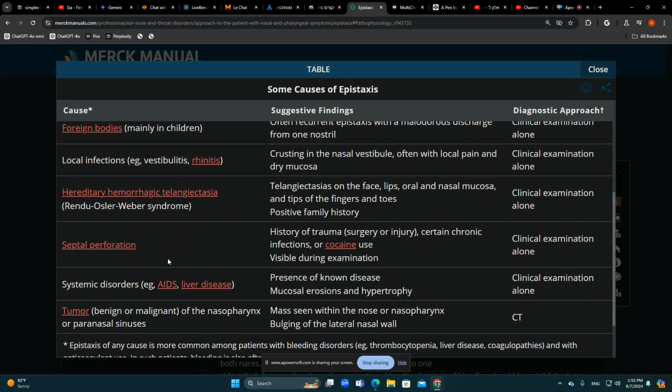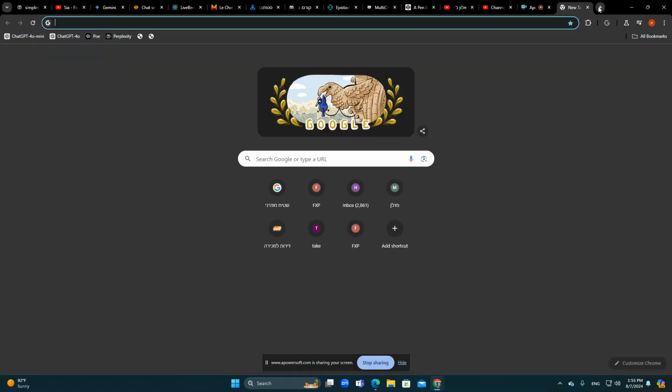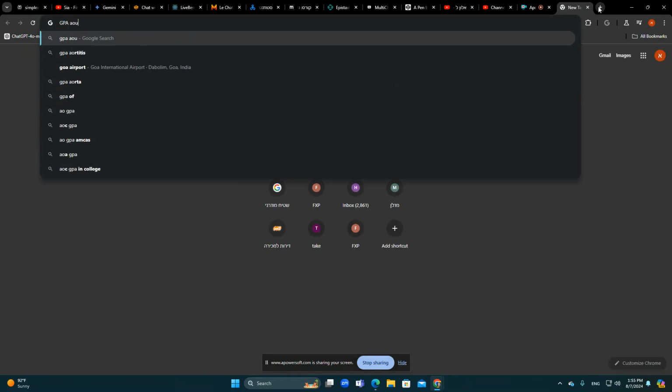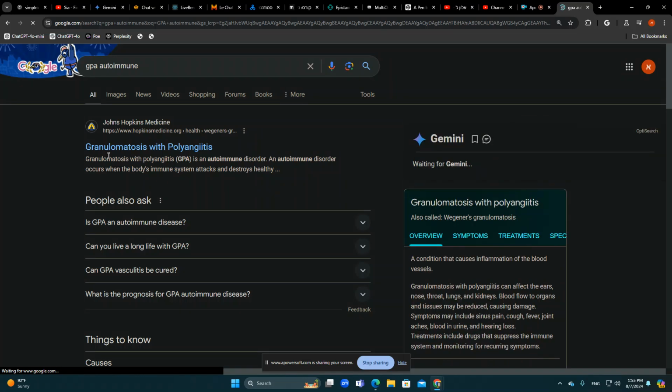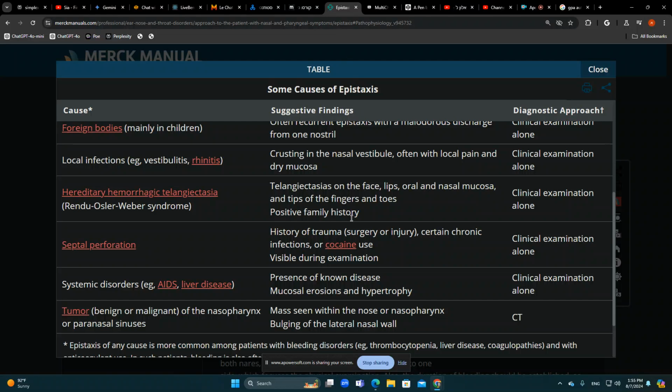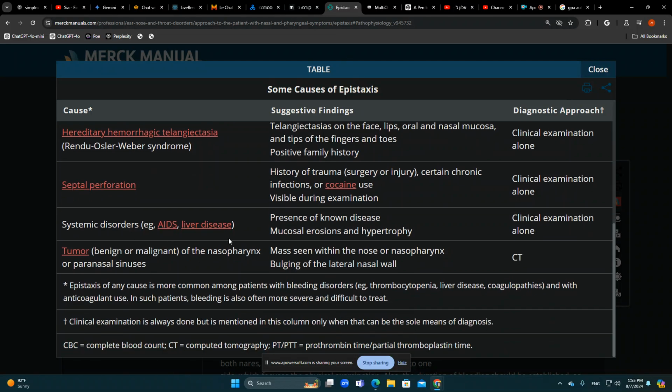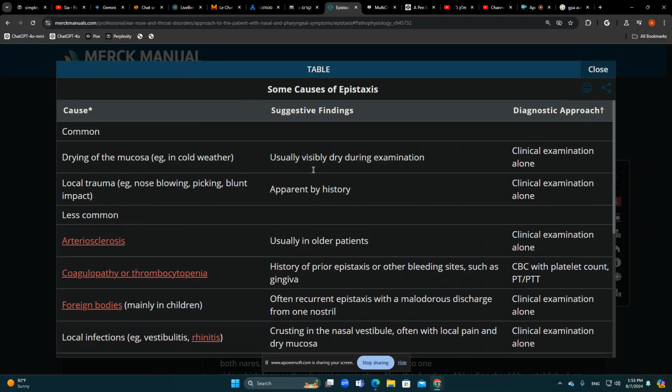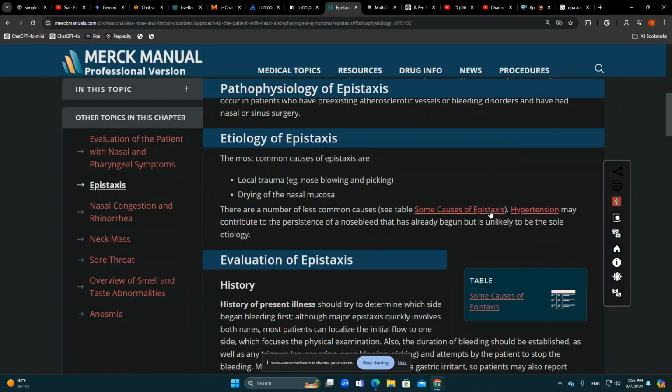It can be caused by trauma, or GPA, which is autoimmune, granulomatosis with polyangiitis. I forgot the name. Okay, systemic disorders like liver disease and AIDS, tumors, and sometimes you will see bulging in the nasal space. Okay, so this is the list, but again, the most common causes are what you saw here.